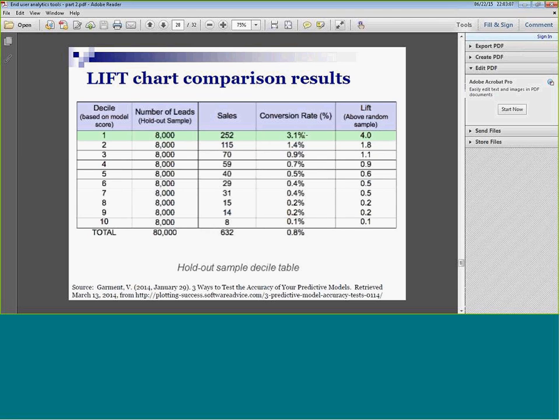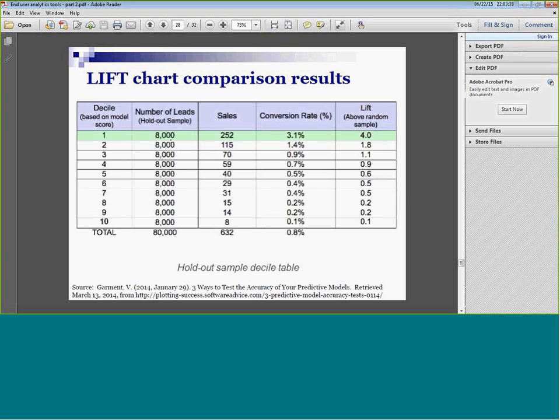What percent is 252 of 8,000? 3.1%. So 3.1% of these 8,000 actually bought the product. What was our conversion rate last year for the whole chunk? 0.8%. 3.1 divided by 0.8 is what? 4. So that is the lift. We got a lift of 4, which is pretty substantial. Usually you get a lift of 1 point something, but we got a lift of 4. We got 4 times as many out of these 8,000 people responding, meaning taking our offer, than we expected.